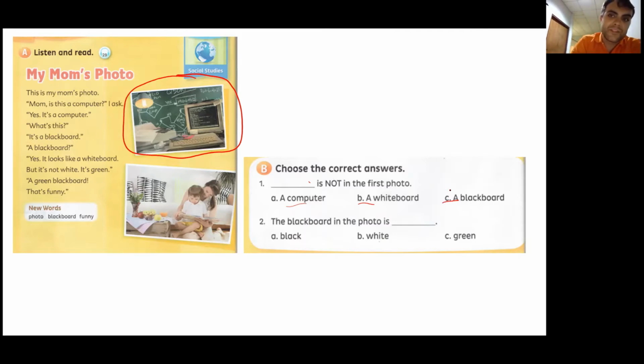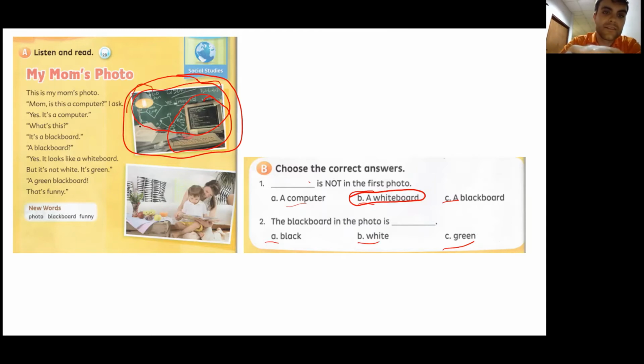So is there a computer in this picture? Yes, there is. Is there a blackboard in this picture? Yes, there is. Is there a whiteboard in this picture? No, there isn't. So the correct answer is B, a whiteboard. Now, number two. The blackboard in this photo is what color? Is it A, black, B, white, or C, green? Who thinks A, black? Who thinks B, white? Who thinks C, green?